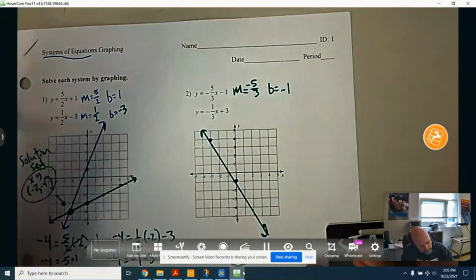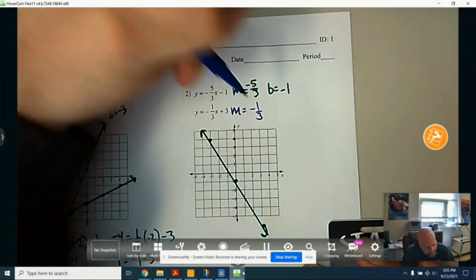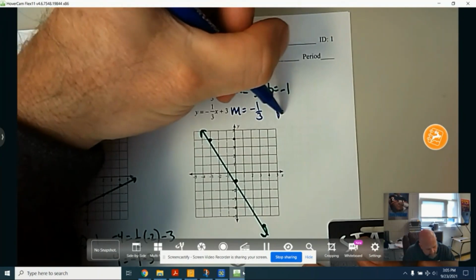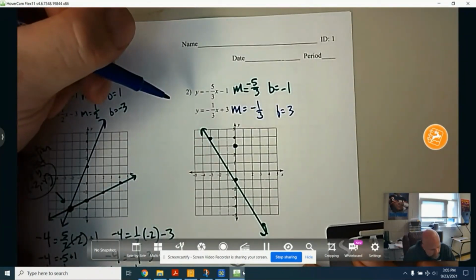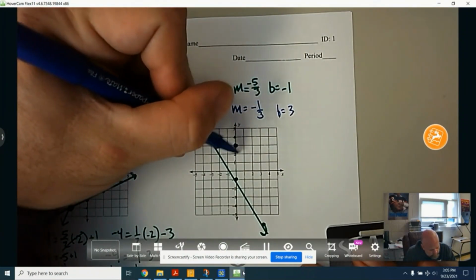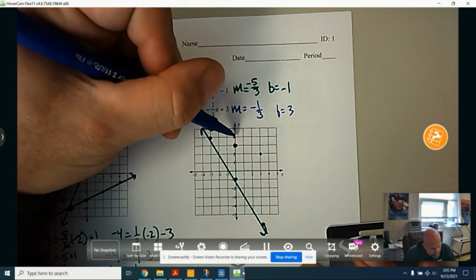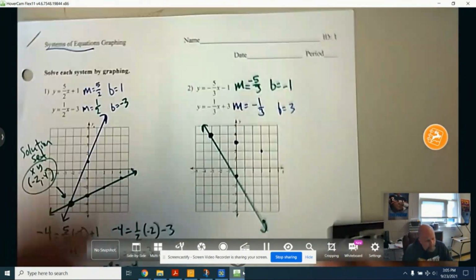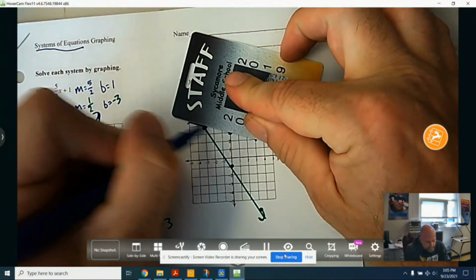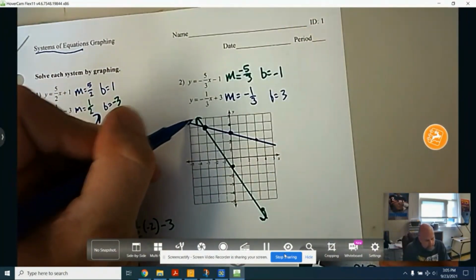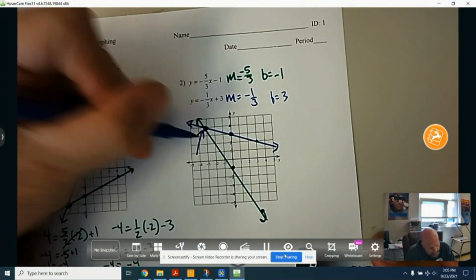Okay, the second one. m equals -1/3, b equals +3. So start at 3, go down 1, to the right 3. I'm going out of room, so I'm going to go up 1, to the right 3. You can already see where they're going to intersect. Make your straight edge there, connect them. And our solution set is right here at this point.